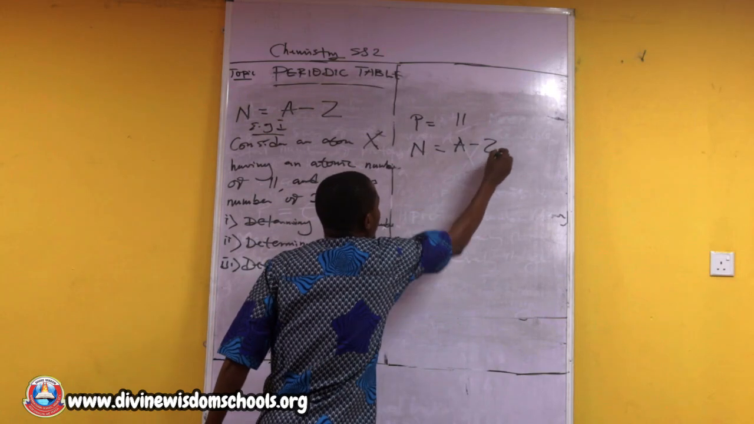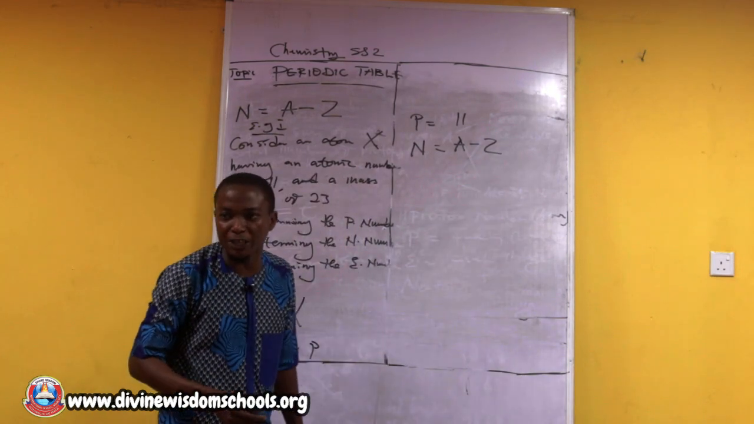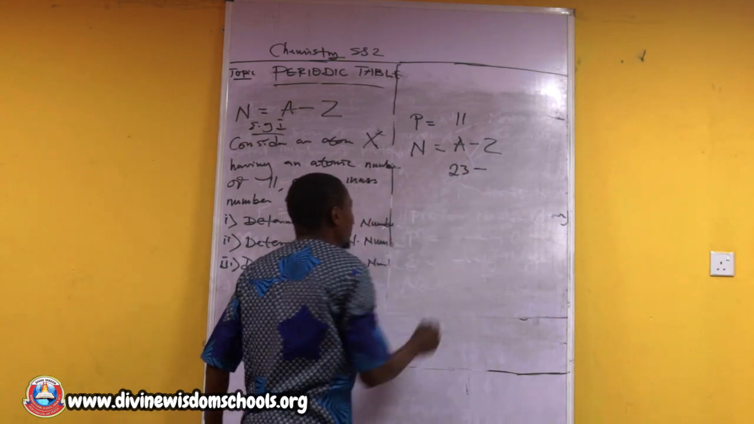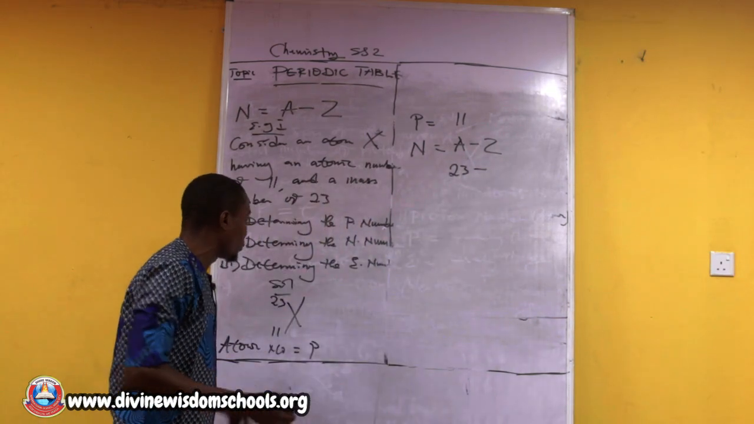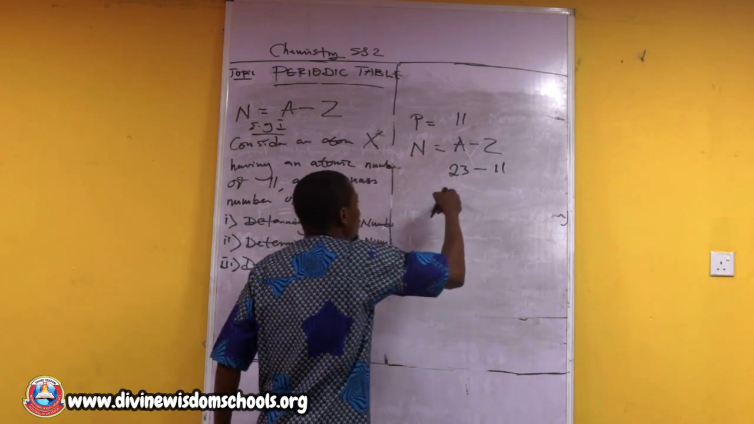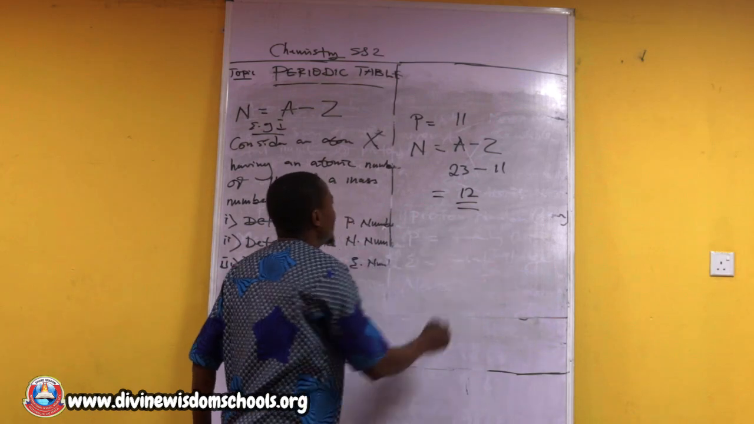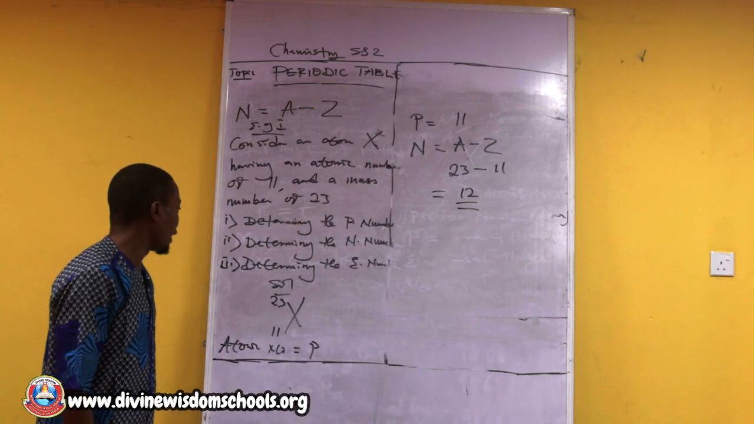That is the mass number minus the atomic number. We have the mass number as 23 minus the proton number, which is the atomic number, 11. So 23 minus 11 is going to give us 12, which is the neutron number. Are we together now?